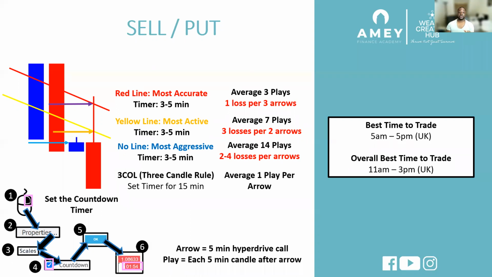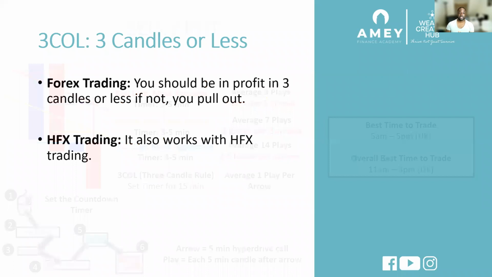So I want to go through 3COL. So 3 candles or less. Now we use this in Delorean. Okay, so when you're doing Delorean trading, you should be in profit in 3 candles or less. If not, you pull out. Now this works for HFX as well. So it's very straightforward and easy for you to do. It also works in HFX.